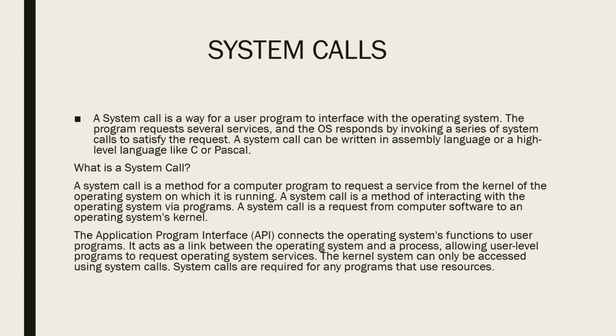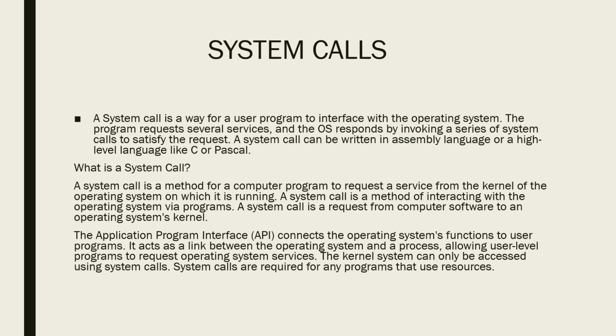Coming to API, the application program interface contains the operating system's functions for user programs. It acts as a link between the operating system and a process, allowing user-level programs to request operating system services. The kernel system can only be accessed using system calls. System calls are required for any programs that use resources.